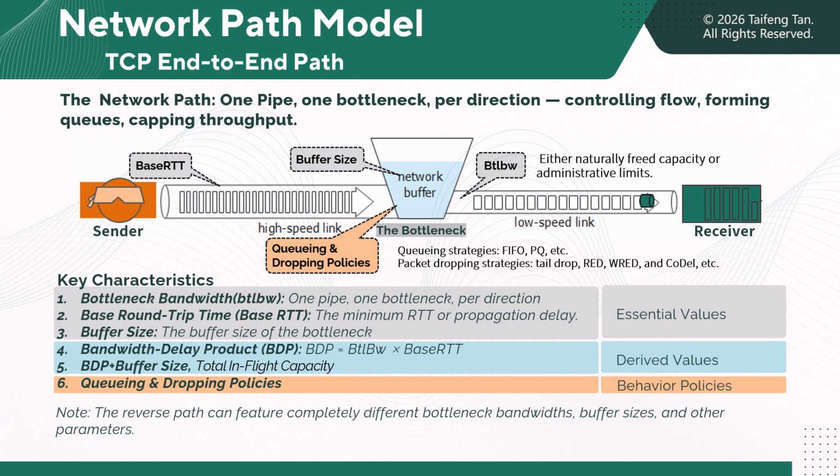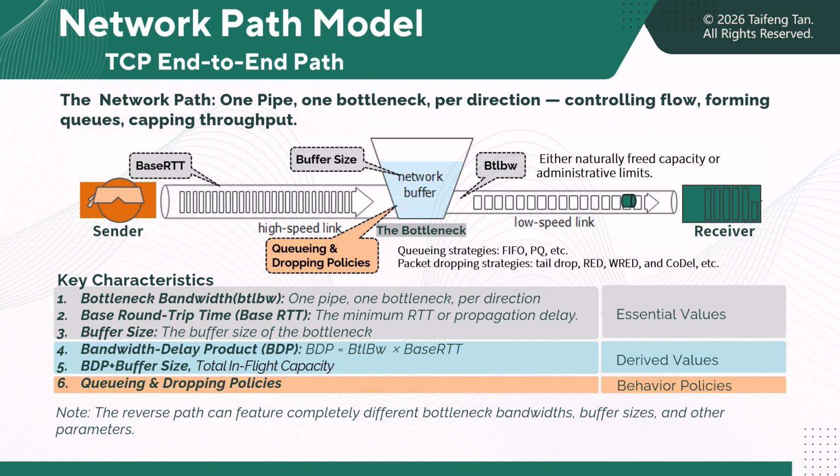So to summarize this section, from TCP's simplified view, a complex network path becomes a single abstract pipe defined by bottleneck bandwidth, base RTT, buffer capacity, and queuing behavior. All the underlying complexity disappears inside this abstraction. TCP doesn't see routers or links. TCP sees a pipe, and every congestion event originates from the bottleneck of that pipe.